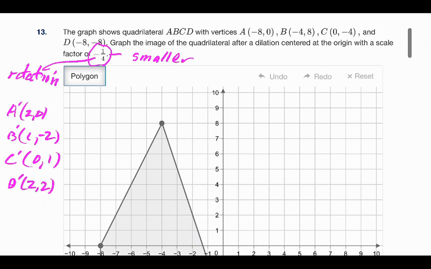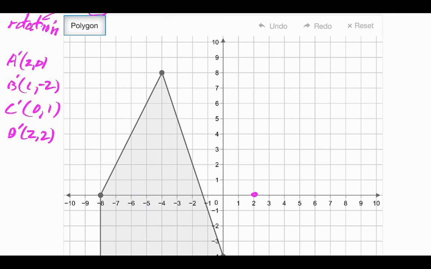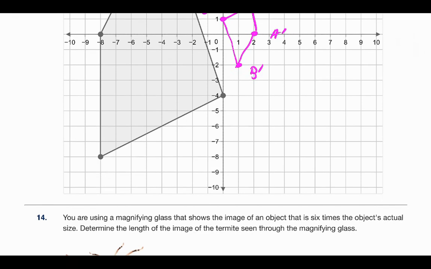So let's go ahead and do all those. So A would be 2 and 0. B would be 1 and negative 2. C is 0 and 1, and D is 2 and 2. And again, connect our dots: A prime, B prime, C prime, and D prime. All right. Again, when you're doing it online, it'll look a little nicer. I'm just trying to get this so it's not a big, huge, long video for you.